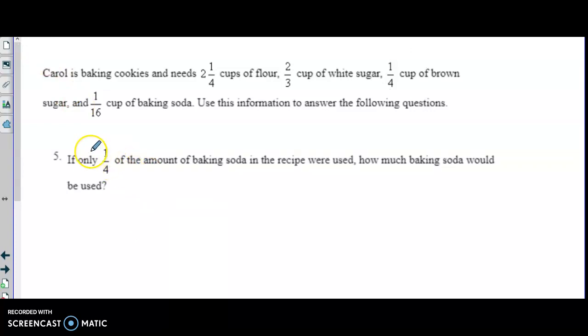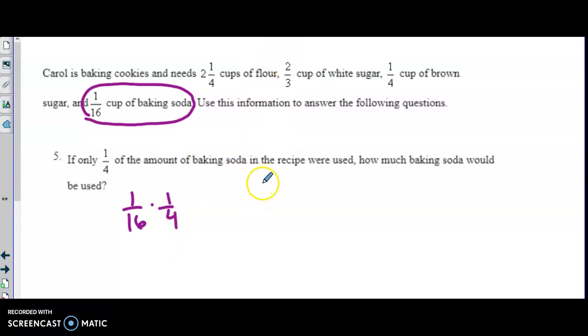If only 1/4 of the amount of baking soda in the recipe were used, how much baking soda would be used? We start off with 1/16 cup, and we want to multiply that by a factor of 1/4. I should mention, if we're using only 1/4 the amount, it's basically the same as dividing by 4. So you could take 1/16 and divide it by 4. That's the same thing as multiplying by 1/4. Either way you want to set it up, I tend to just multiply.